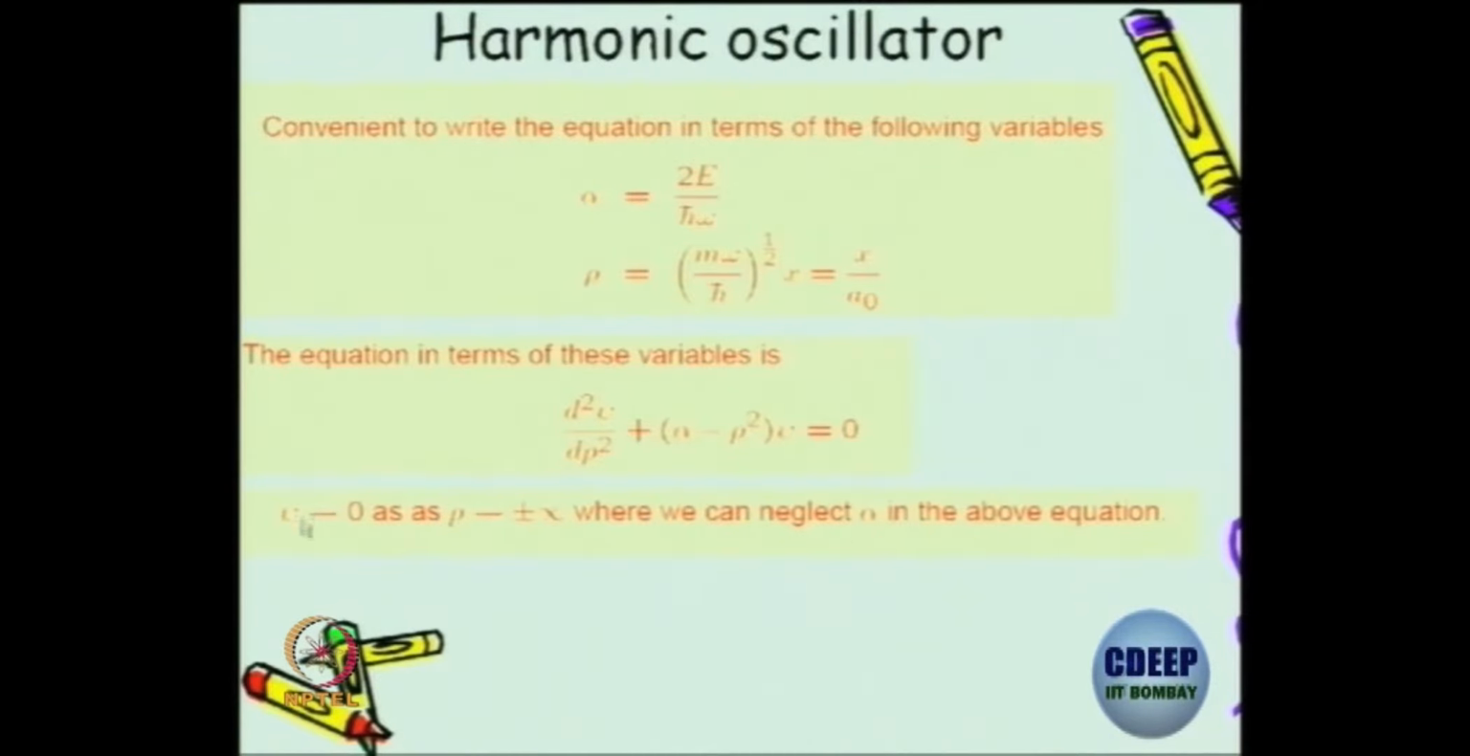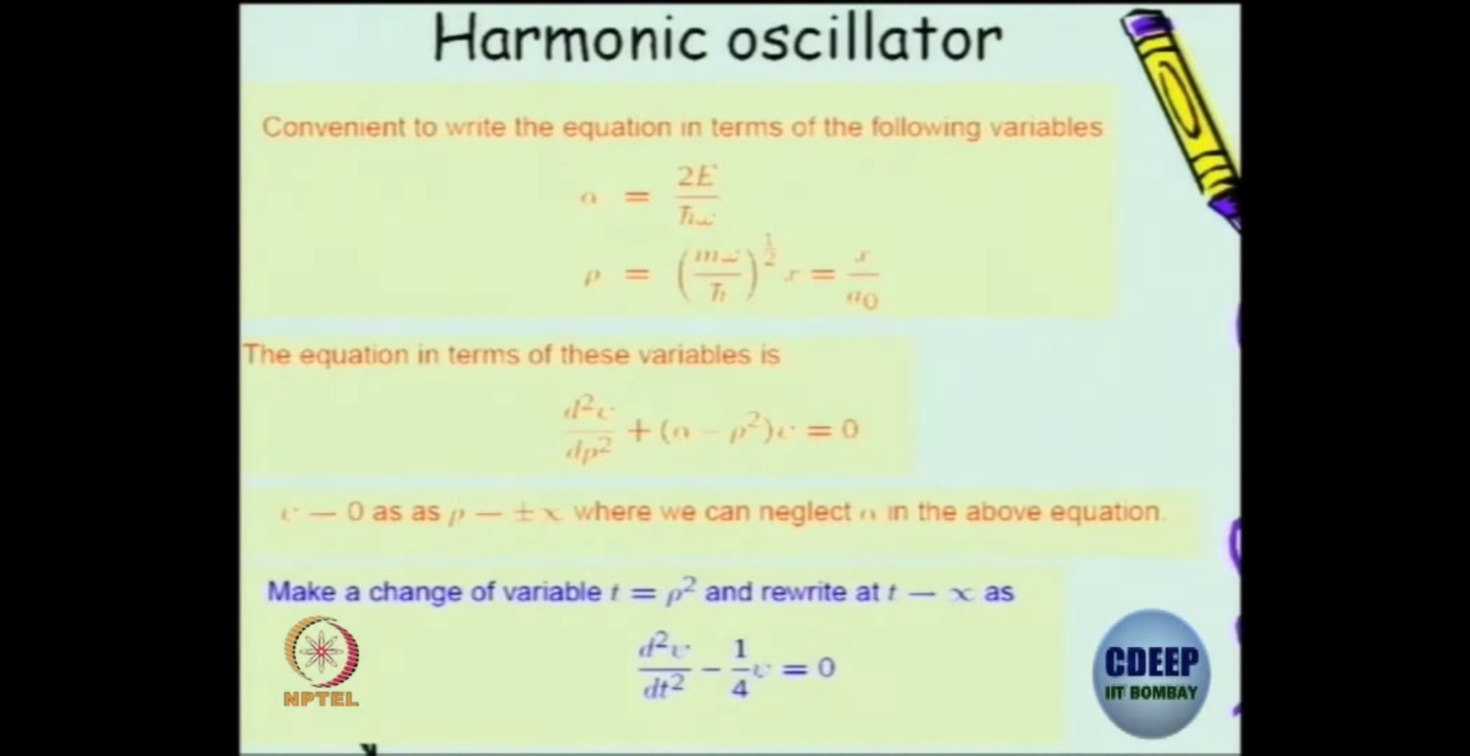So now we will put in the boundary condition. What is the boundary condition? Psi vanishes as x tends to plus or minus infinity, which is also equal to rho tending to plus or minus infinity, because the pre-multiplying a naught factor is just a constant factor. It is not x dependent.